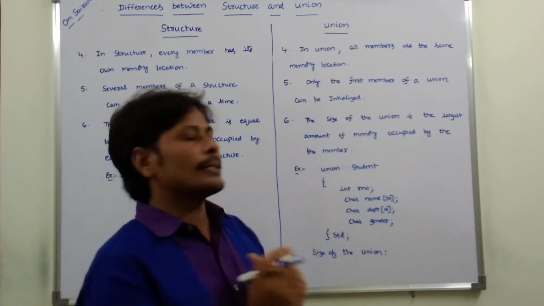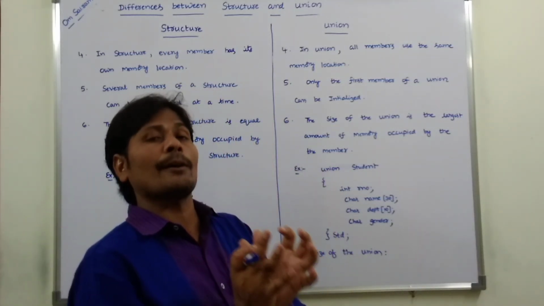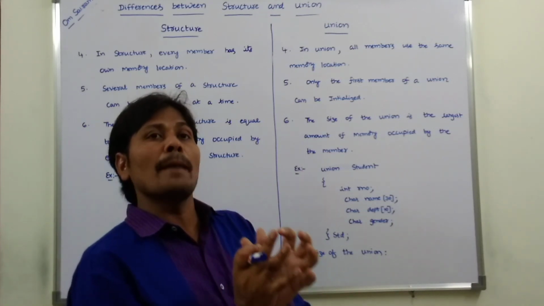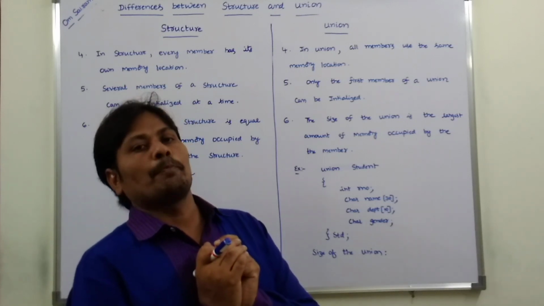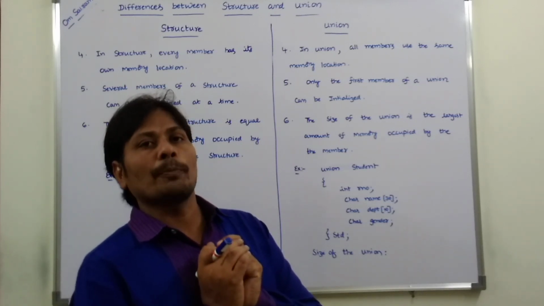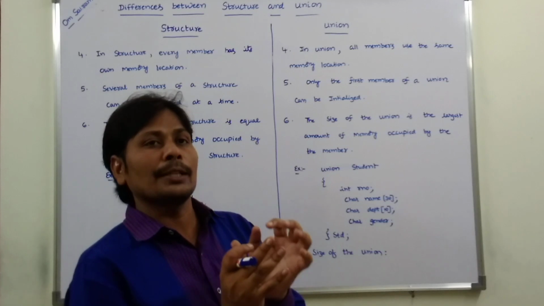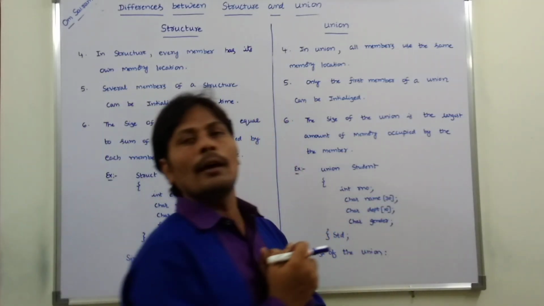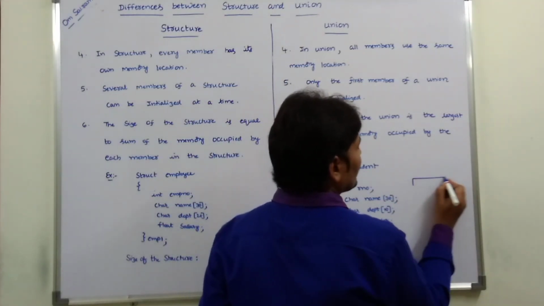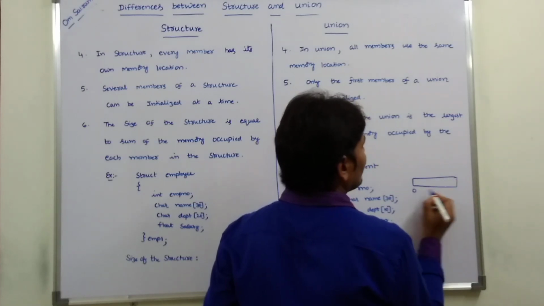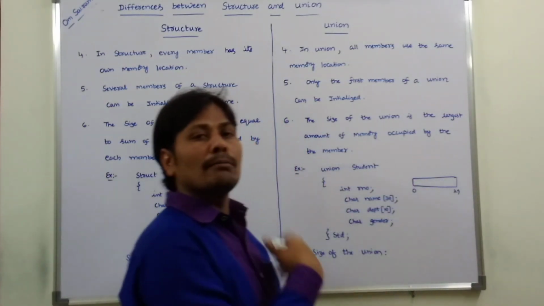So in that 30 bytes, all the members are stored. All the members of the union use the same memory location. Which member occupies the largest amount of memory? That memory location can be used by all the members of the union. So here 30 bytes of memory is allocated, 0 to 29. In this memory, all the members are stored.